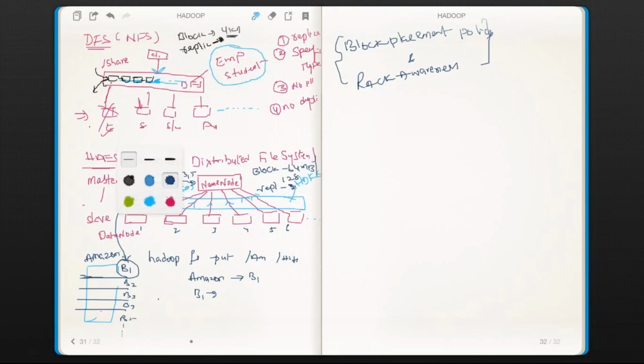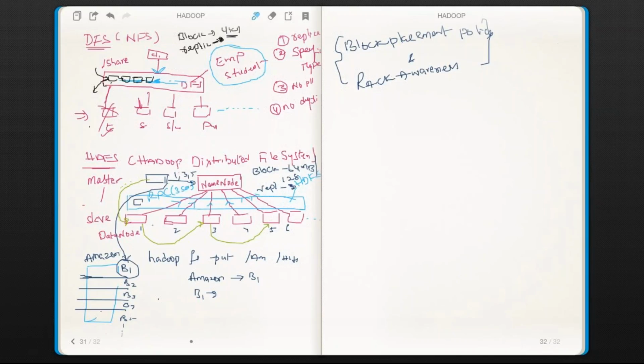Now the client will connect to machine 1 because it is the first machine, and then start passing the data. They're all not clients, guys, sorry, data nodes. The client connects to data node 1 only.